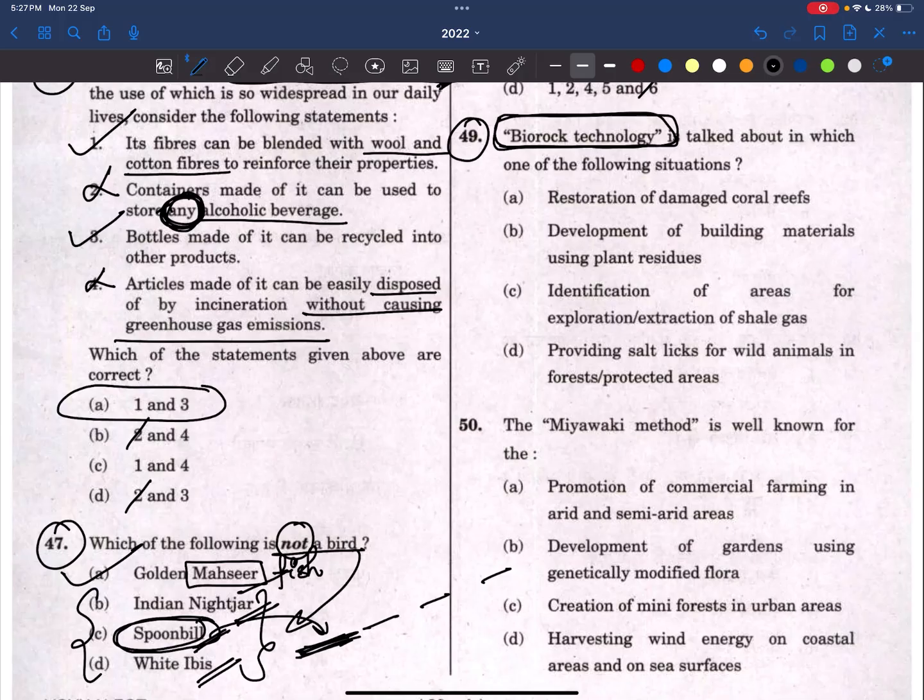Now its application is there. It is very much used in the restoration of damaged coral reefs. Okay, because of those pollutants, because of marine pollution, all these things, corals are getting affected. And on a large scale, we can conserve the corals.